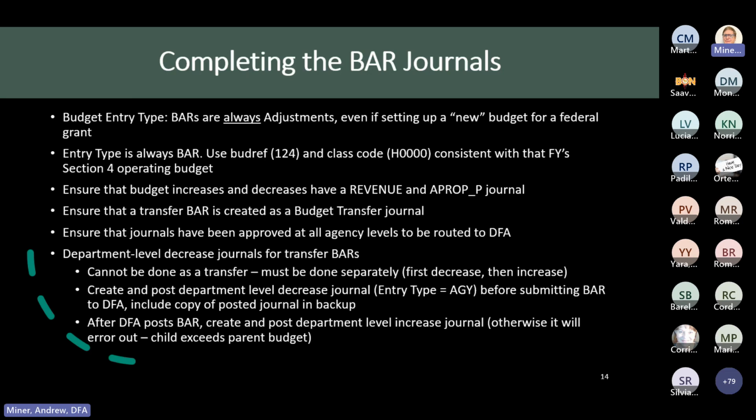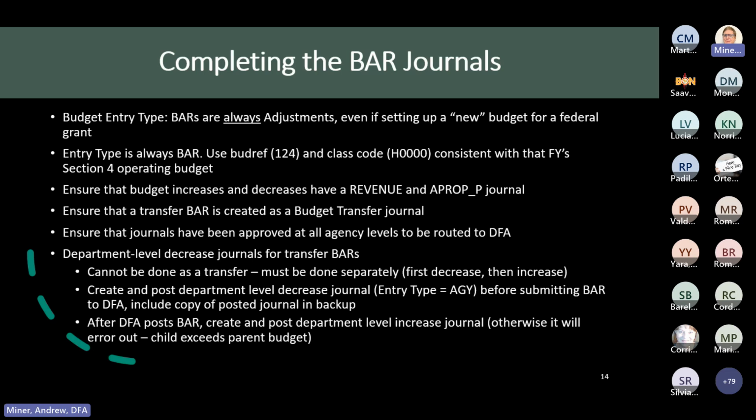Okay, and then the last thing here, which is very important if you're a larger agency that's doing a transfer bar. If you're a larger agency that has those department level budgets that we talked about a little bit ago, with the multiple bureaus underneath P codes, and you're moving from one P code to another P code, you can't decrease the P code without first decreasing the department level budget, because that's the child budget, and you can't decrease the parent budget below the child budget.